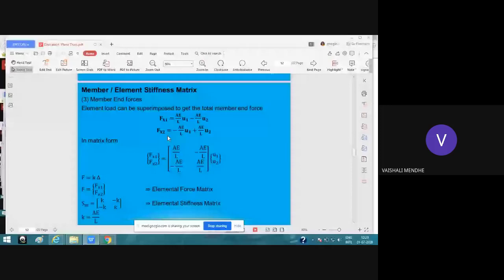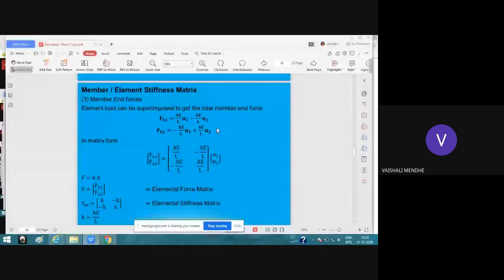So these two equations you will get after superimposing the total elemental load at node 1 and at node 2. These two equations you can write down in matrix form.